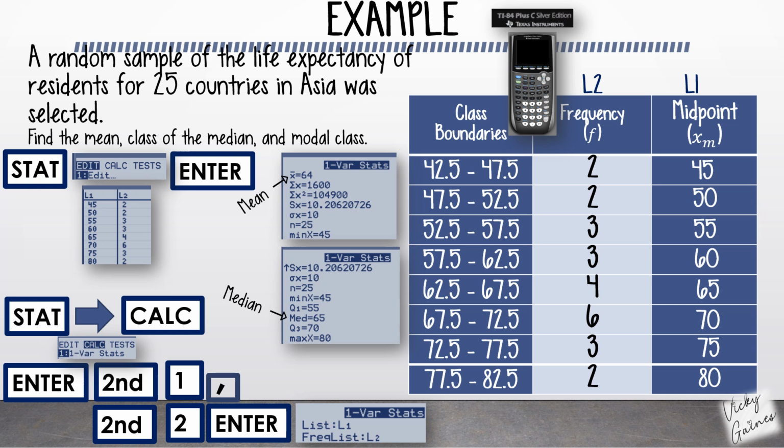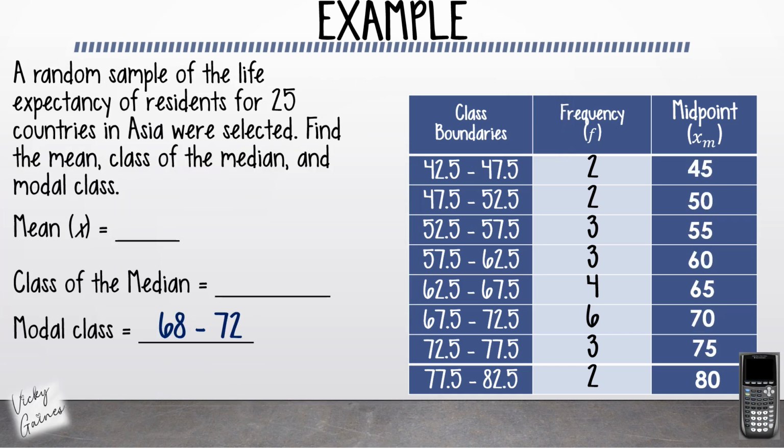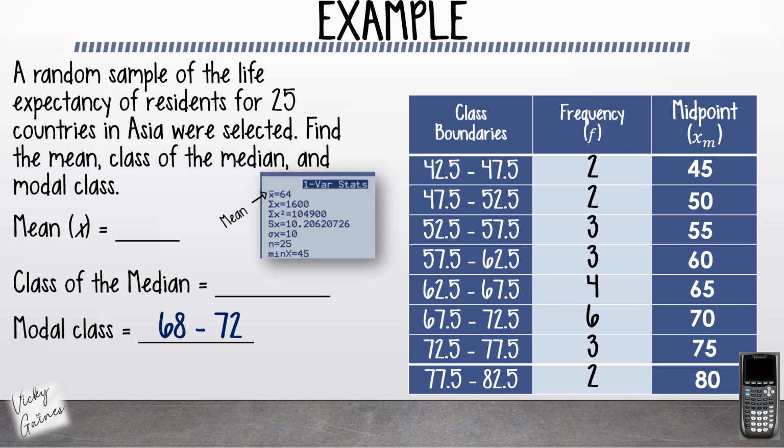Now 65 is just one of the midpoints. We need the class of the median. It's going to come up as one of the midpoints because those are the only values that we put in. We don't know the actual data values. Same situation, we need to continue on and use the information we just found to get our answers. There is the mean, so 64 is our mean. And if we scroll down, remember we got our median, which was 65.